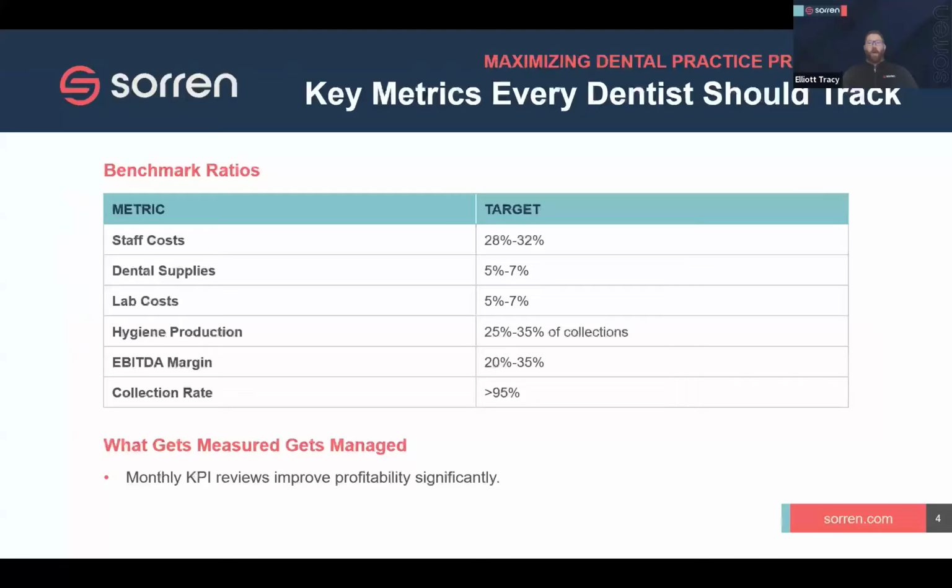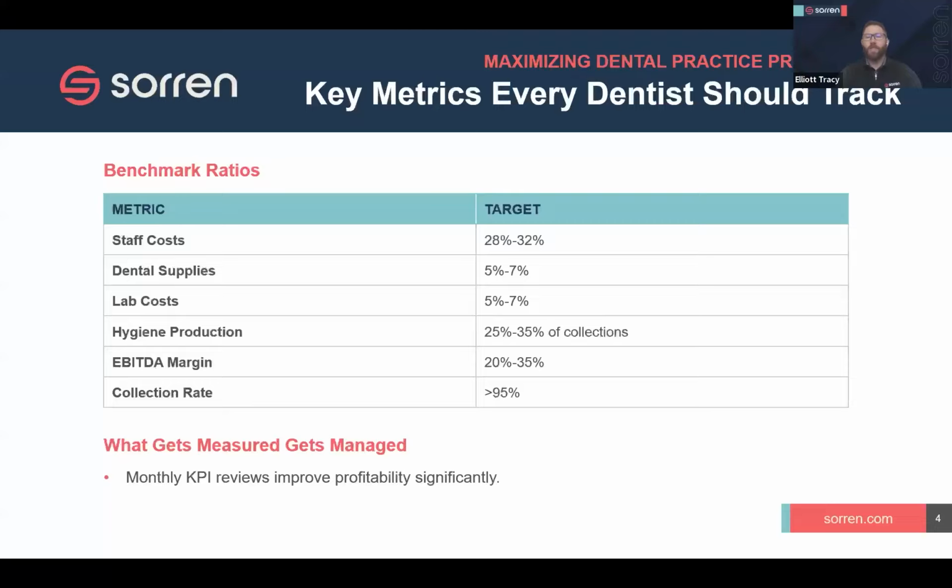Let's talk about overhead first, and some key benchmarking ratios. There are a few on here that actually aren't included, and I'll discuss a couple of those. Some of the big ones that we talk about a lot, because they have one of the biggest impacts on the profit and loss statement, are staffing, dental supplies, lab costs, and then a few others that are outside of that overhead but are really key benchmarks.